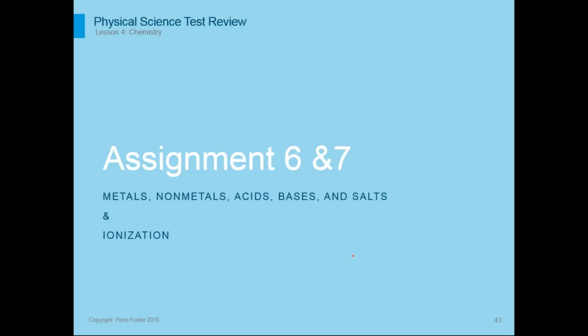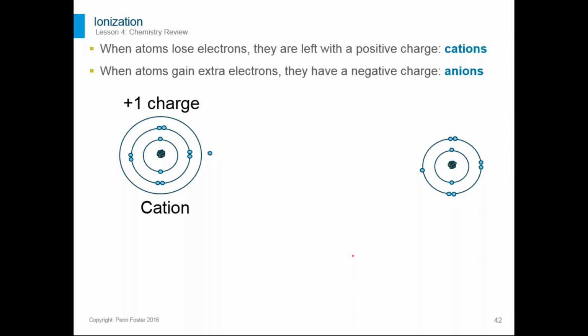And if we go into assignment 6 and 7, I kind of combined these because 6 talks about metals, nonmetals, acids, bases, and salts. And 7 talks about ionization, and then goes back to some things related to acids and bases. So I just kind of threw them all together. So let's talk about what an ion is first.